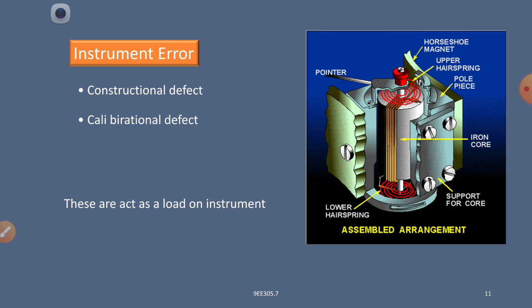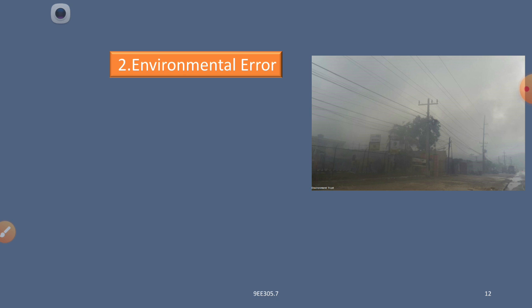Sometimes there is eddy current loss also. The instrument may be heated. These are the unwanted things. So what is the remedy? We should be careful during construction time and calibration time. So the friction effect and hysteresis effect act as a load on the instrument in addition to the actual load to measure. Okay, so that is the thing.